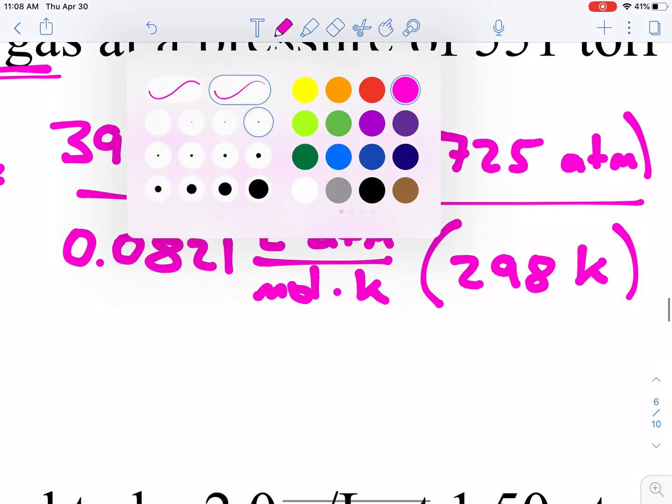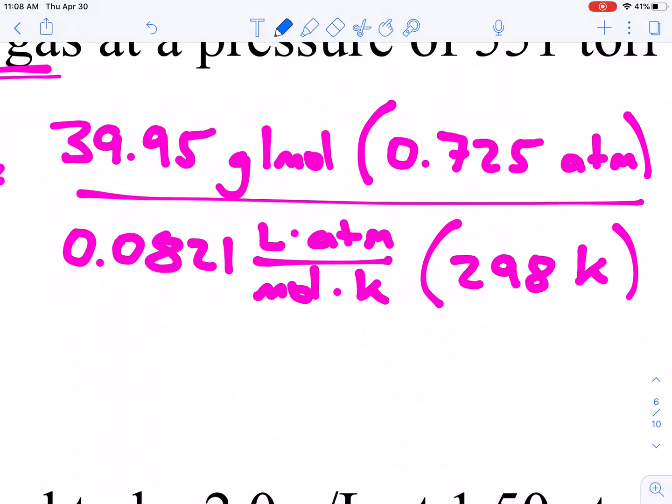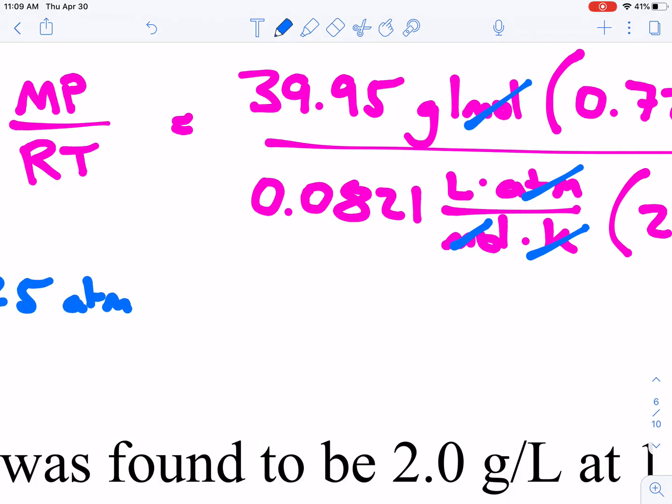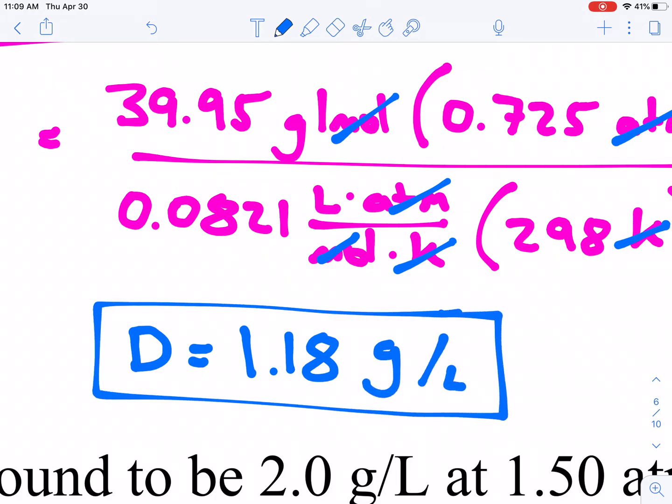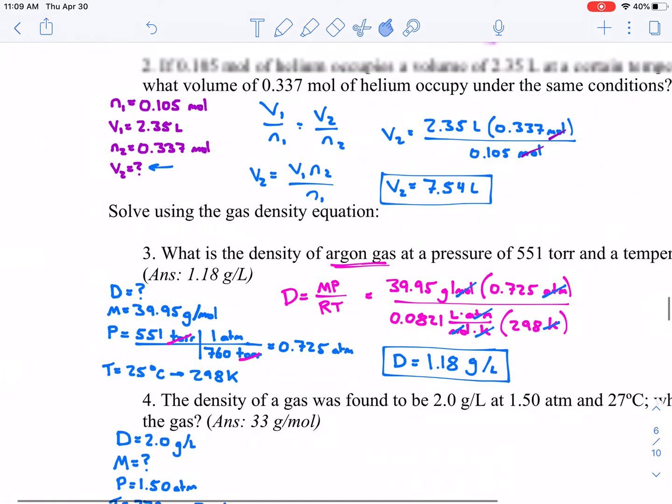Okay, so we have a lot going on there, but let's check out what cancels. So in the numerator, there's an ATM. In the denominator, there's an ATM. In the denominator only, there's a Kelvin, and there's a Kelvin in the numerator, so those will cancel. We have moles, and we are left with grams over liters. But remember what we're solving for. We are solving for a density. And so density is mass over volume. We need 3 sig figs. We get 1.18. And the fact that we have grams over liters as our uncanceled units is really good because it's a mass over a volume, which indeed is a density for that gas.